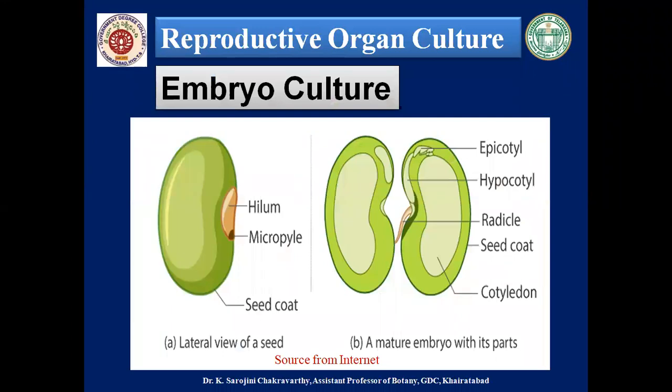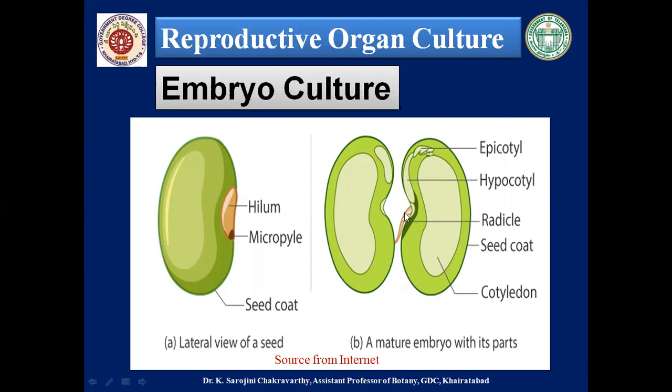So what do you see in this picture? Here the seed is there. The seed contains the embryo. There is the seed coat, micropyle and hilum. This is a lateral view of a seed. When you open the seed, as we just saw in the groundnut, you see two cotyledons, as it belongs to dicotyledons. This is one cotyledon, this is another cotyledon, but one cotyledon consists of the embryo.